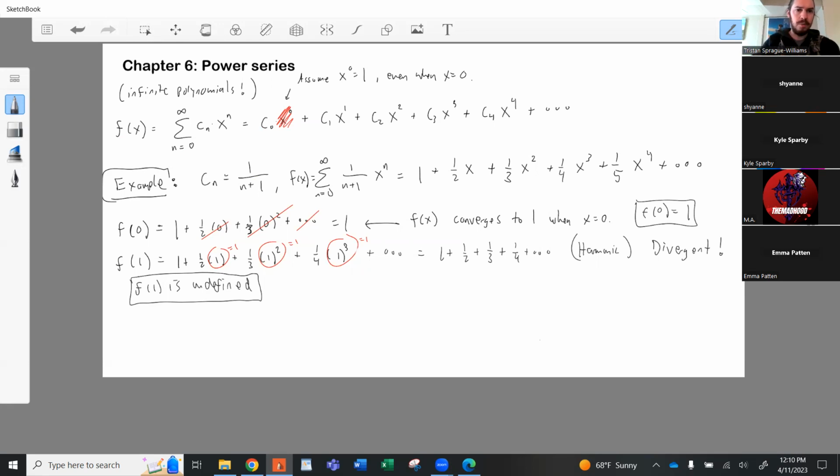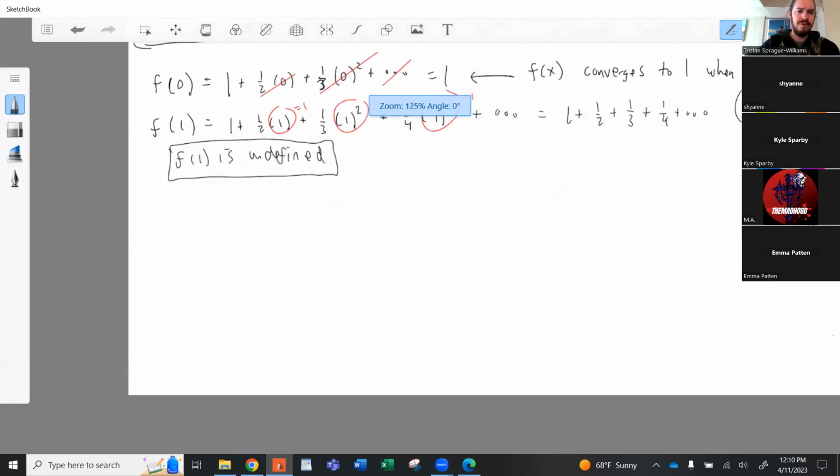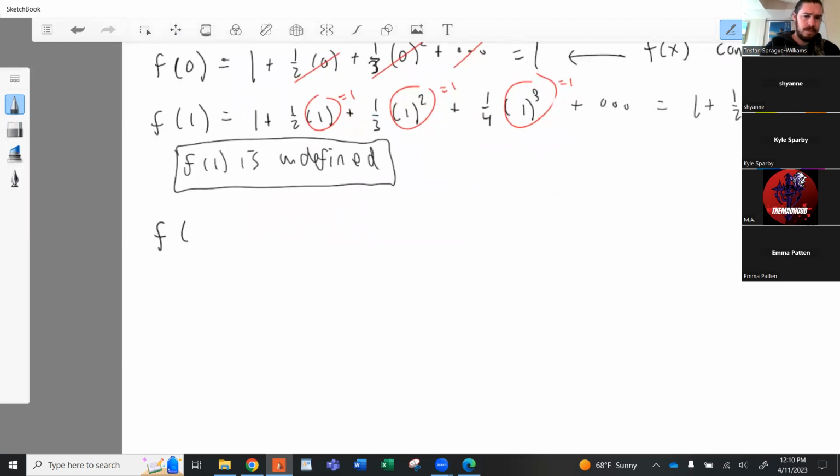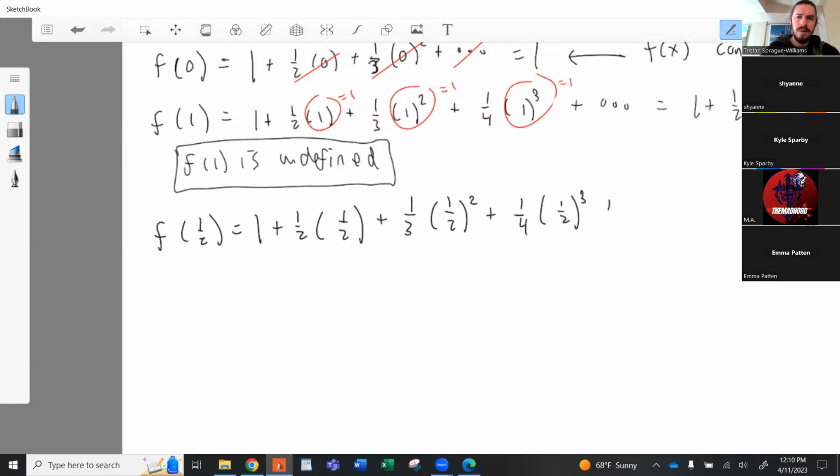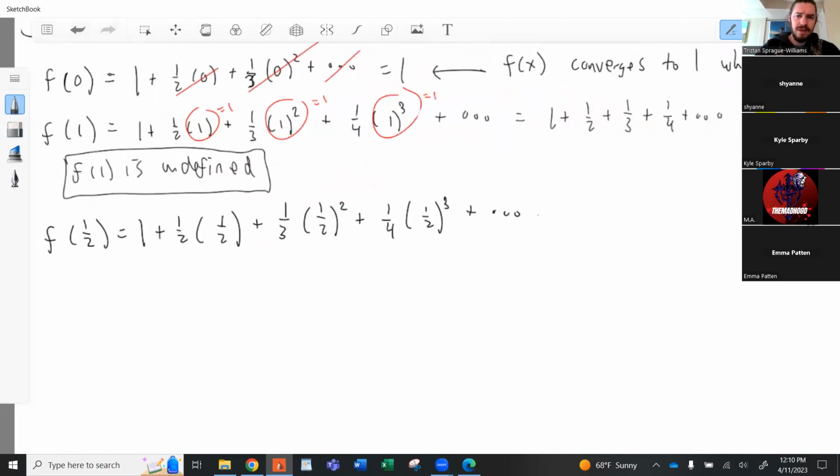Let's look at another example. What if I take f of 1/2? Now we have 1 plus a half times a half plus a third times 1/2 squared plus a fourth times 1/2 cubed, etc. Okay. Well, does that converge or diverge? If I were to write it out as an infinite series, it would look like that.